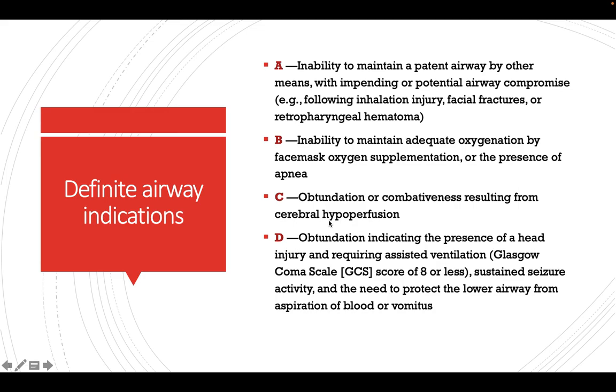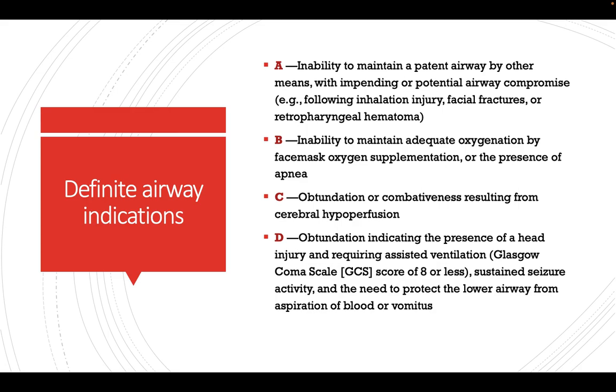Number A, inability to maintain a patent airway by other means, with impending or potential airway compromise, such as following inhalational injuries such as burn injury, facial fractures, or retropharyngeal hematoma, or inability to maintain adequate oxygenation by face mask oxygen supplementation, or presence of apnea, or other such as combativeness resulting from cerebral hypoperfusion, or the patient is having a low GCS score of 8 or less. So we go for the definitive airway.